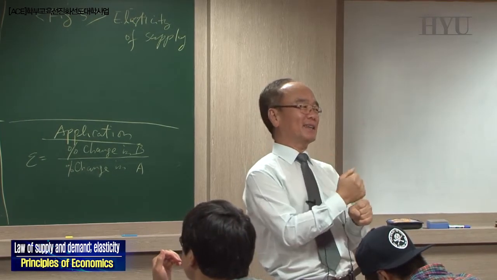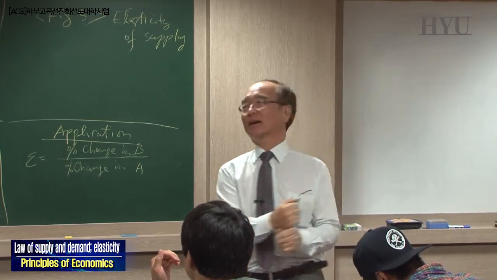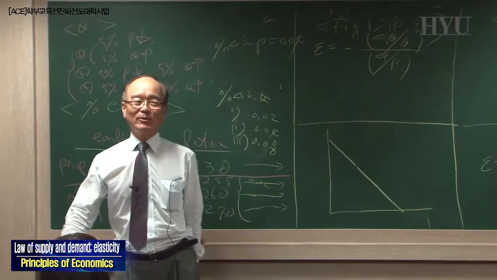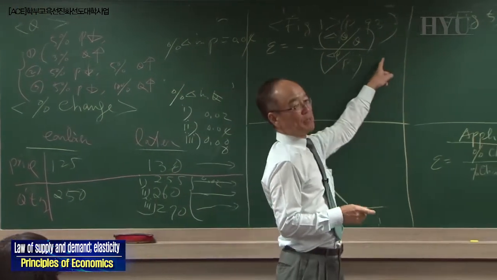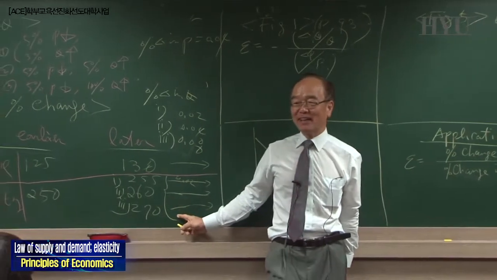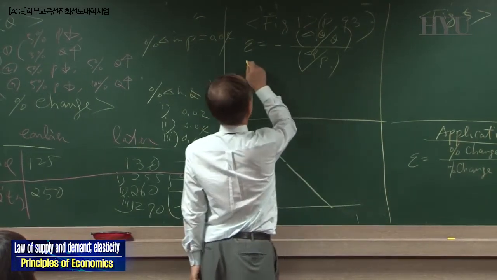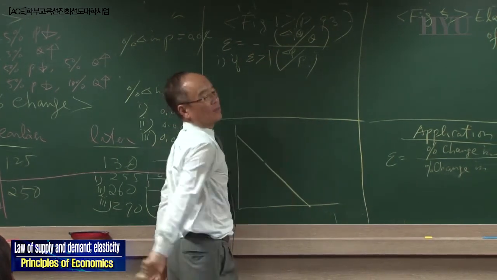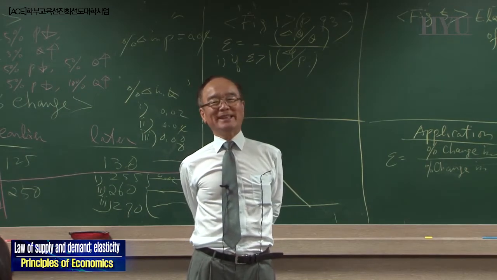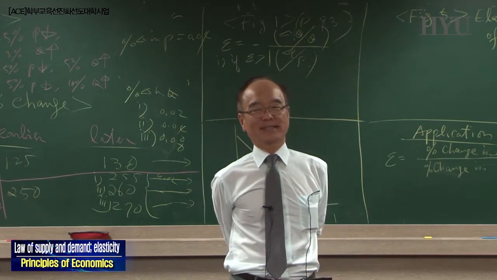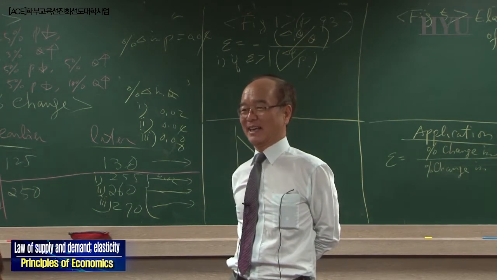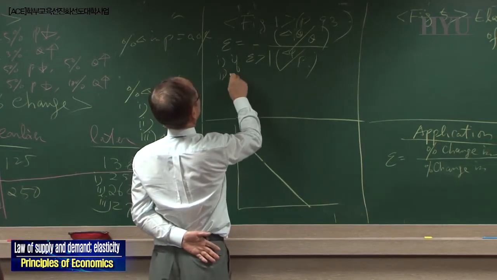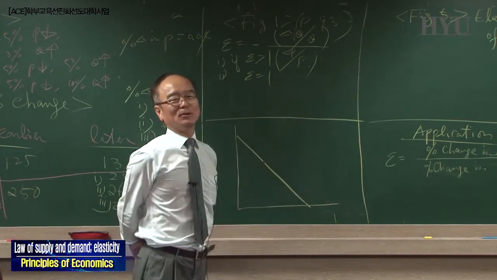In the Korean language, 수요의 가격 탄력성, 가격 탄력성. So from this, what we understand is that if this is bigger than 1, what do we do? Do we reduce price or increase price? Reduce price. Okay. If the second case is 1, what do we do?